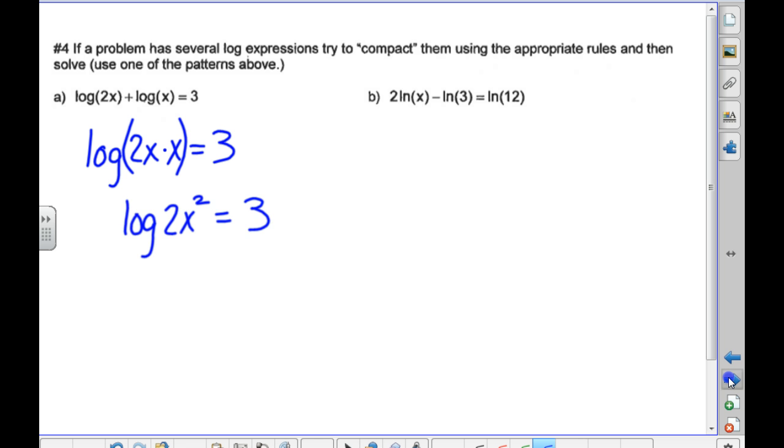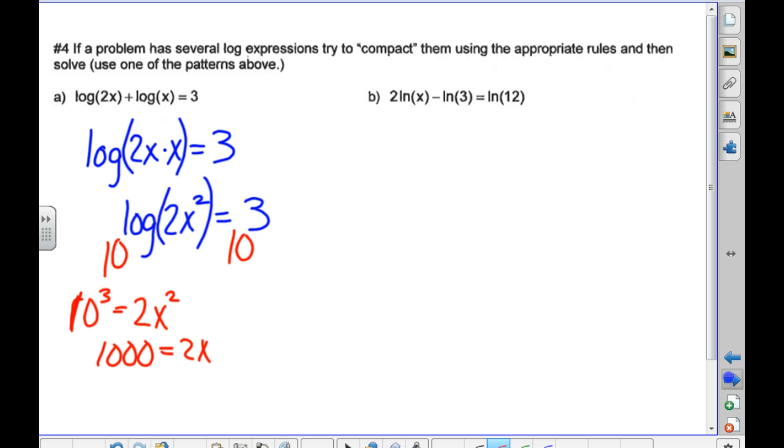Now we need to go back and use one of the methods we've already talked about. We have one log, so I'm going to rewrite it. You can think of it as raising each side to the 10. Okay, you can do this if you want. I'm just going to say 10 to the third equals 2x squared, sorry. So you get 1,000 divided by 2.